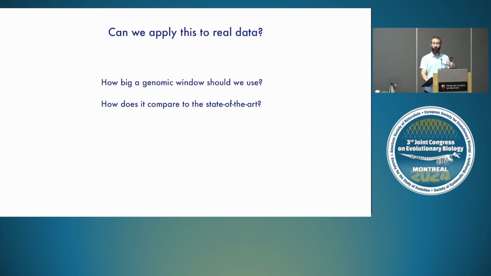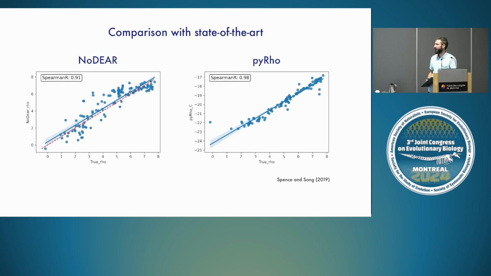How does it compare to the state of the art? So you could use NoDEAR. Actually, I recommend that you use ReLERNN, not our toy. Or you could use a very good composite likelihood model. So here's another set of simulated data. Here's NoDEAR. It predicts rho really pretty well, I would say. Here's pyrho, the latest and greatest. It does really well, but it's fancy, and this is logistic regression with some bells. So I think we're doing really well.